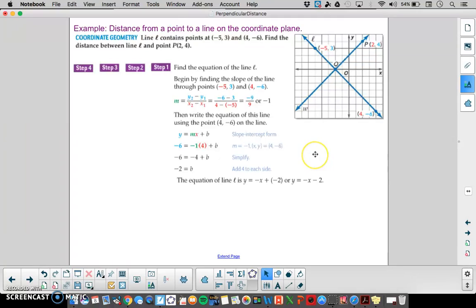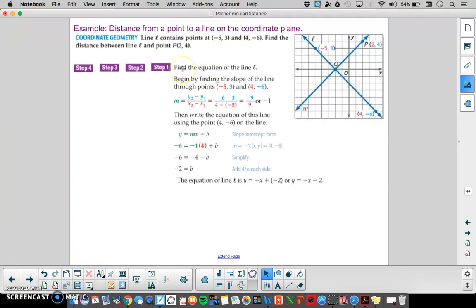Now let's look at an example of what this would look like on the coordinate plane. So we have line L, which contains the points (-5, 3) and (4, -6). So line L is this line that has a negative slope here. We want to find the distance between point P and line L. Point P is at (2, 4).